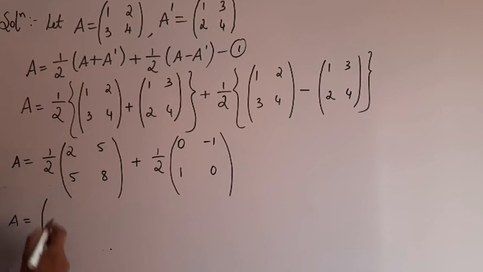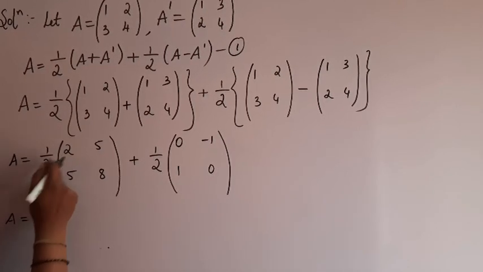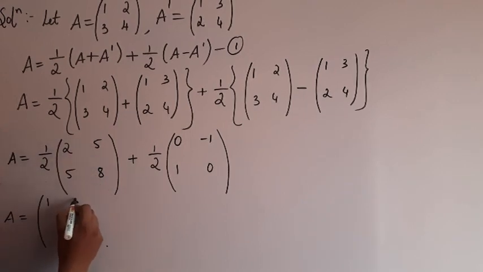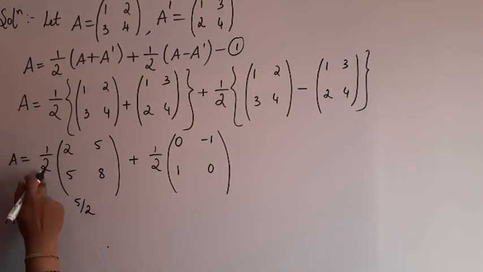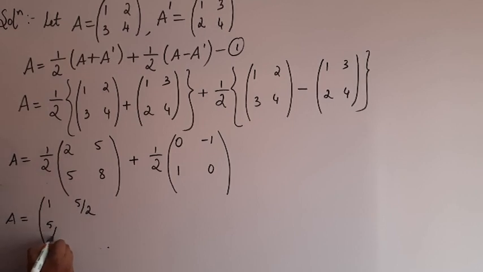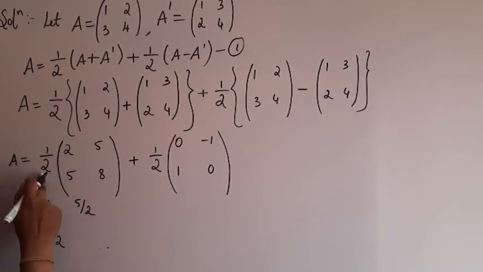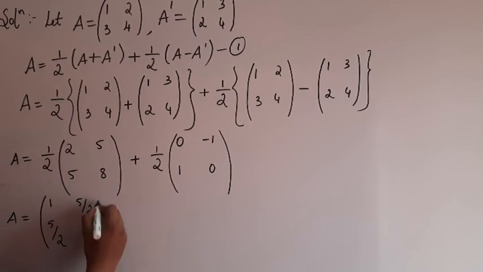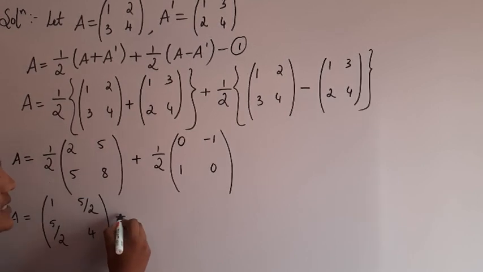Okay. So we get 1 by 2 into 2, the 2 gets cancelled, 1. 1 by 2 into 5 is 5 by 2. 1 by 2 into 5, again 5 by 2. 1 by 2 into 8, the 2 and 8 get cancelled, and we get 4. Okay. Plus.